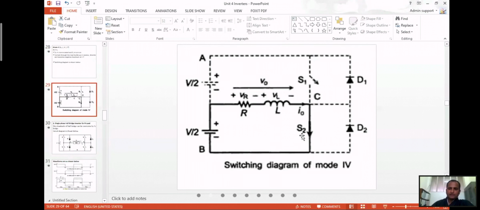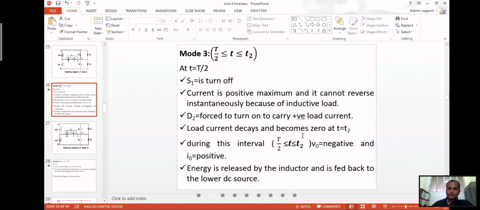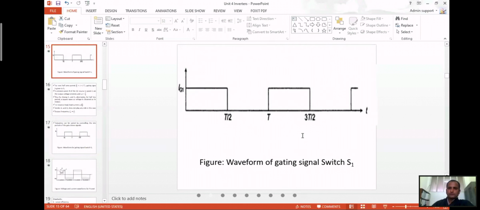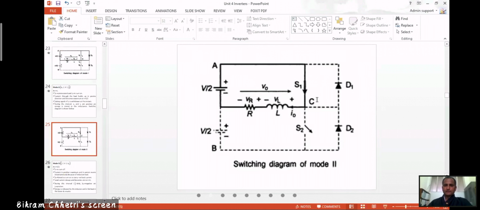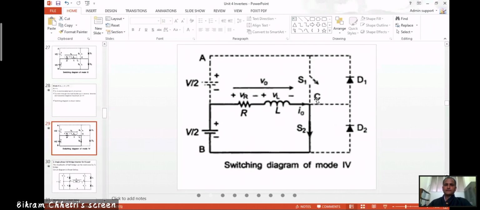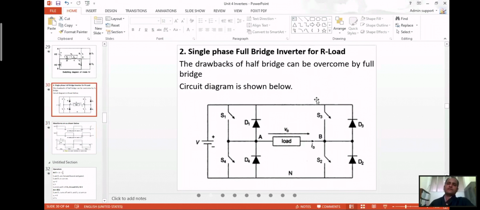So I'll stop here. I'll continue in the next class, where we'll talk about the single phase full bridge inverter with R load.